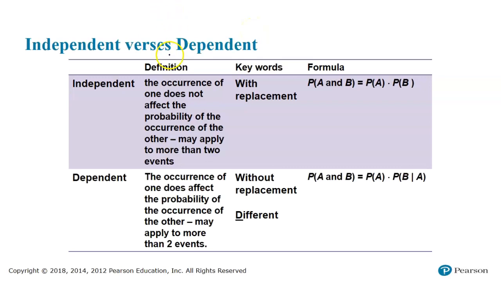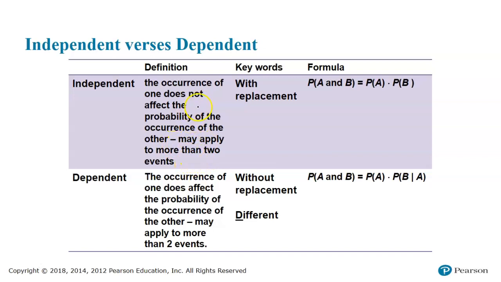So a couple terms you need to be familiar with. Independent and dependent are important, just like disjoint and not disjoint were important for the addition rule. Independent and dependent are important for the multiplication rule. When we're talking about independent, it means that the occurrence of one does not affect the probability of the occurrence of the other. Okay, and this can be applied to more than 2 events.